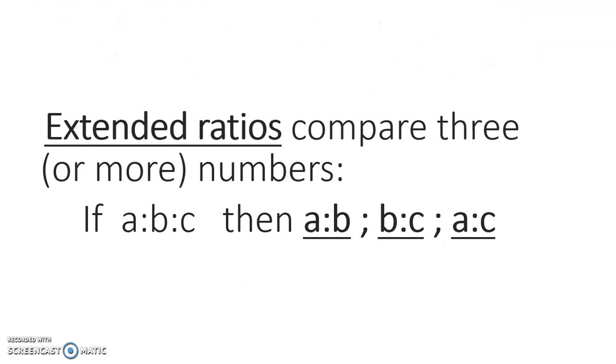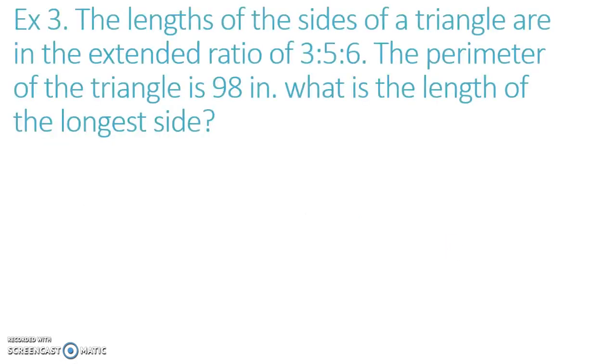Another thing we're going to talk about is extended ratios. They compare three or more numbers. So if A compares to B compares to C, then A is to B, and B is to C, and A is to C. That's really abstract, so let's look at an example.